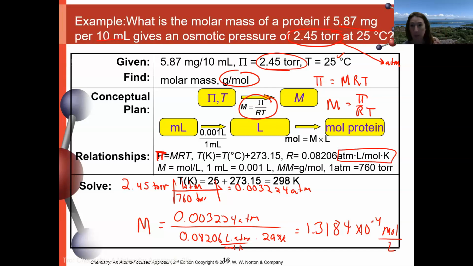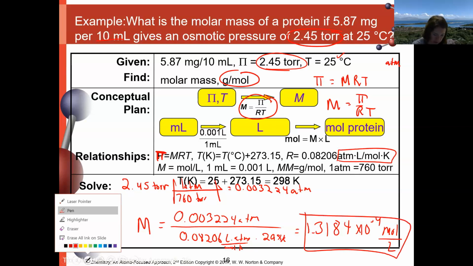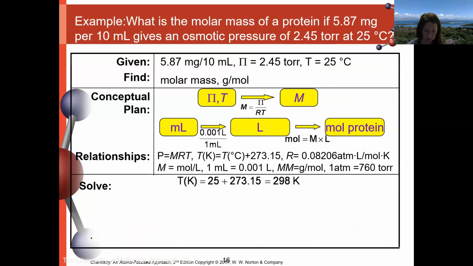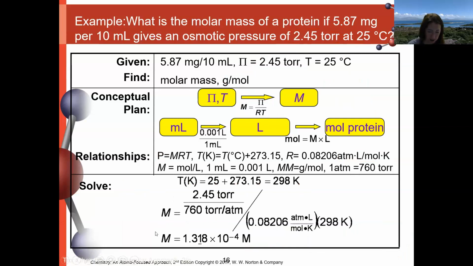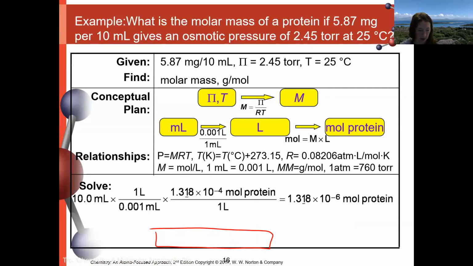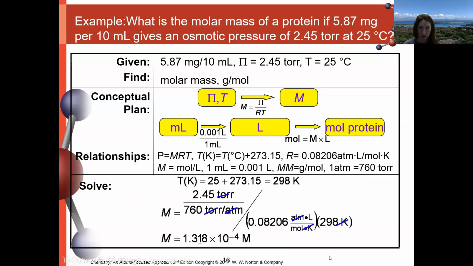Okay, but we want molar mass. So what do we do now? We get our molarity here. Everybody got their molarity? I wrote it pretty slow. That's our molarity. Same thing. I just set it up differently when I did it this time. It's the exact same thing I just did. I just did it all in one piece, just to make it a little easier.